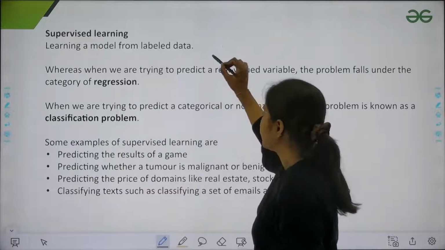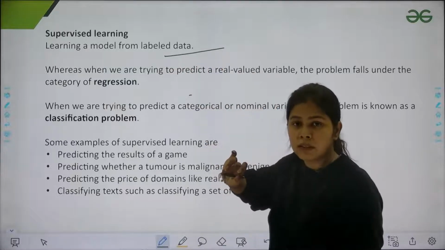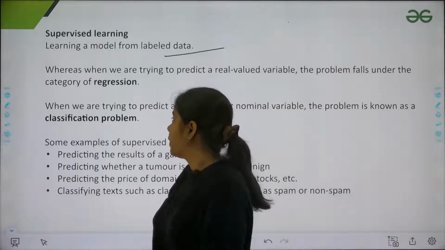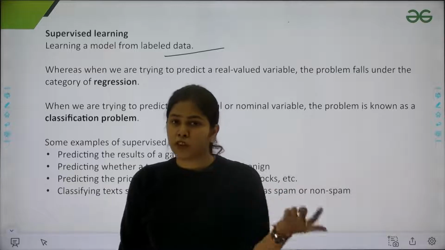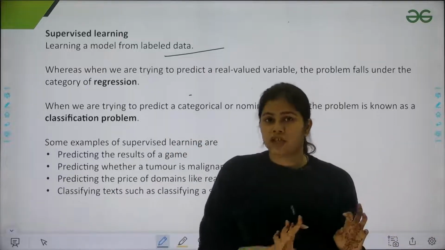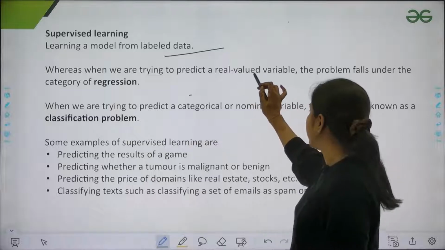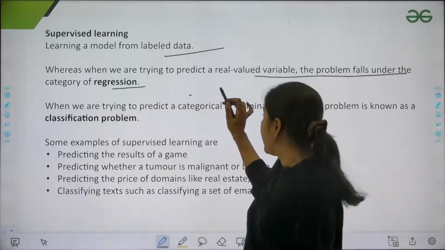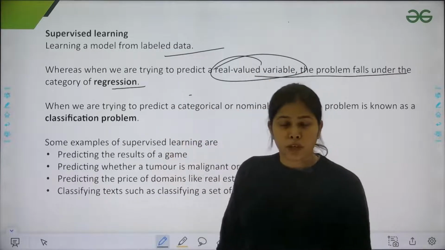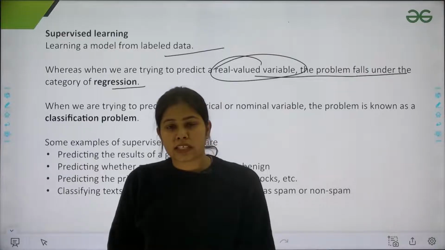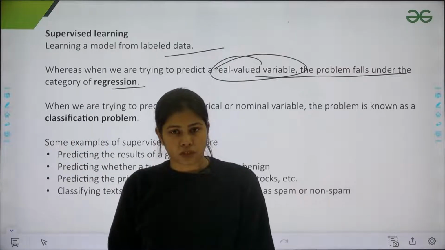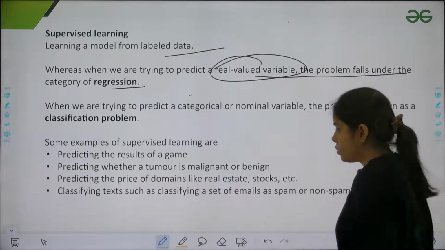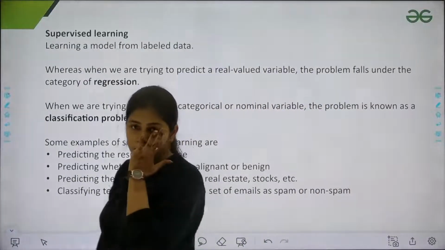We have discussed that supervised learning is learning a model from labeled data in which we have input features and an output value, right? So that is my supervised learning, and we have seen that it is of two types: classification and regression. When we are trying to predict a real valued variable, that is a numerical output, the problem falls under the category of regression, right? When we are trying to predict a categorical or nominal variable, the problem is known as classification.